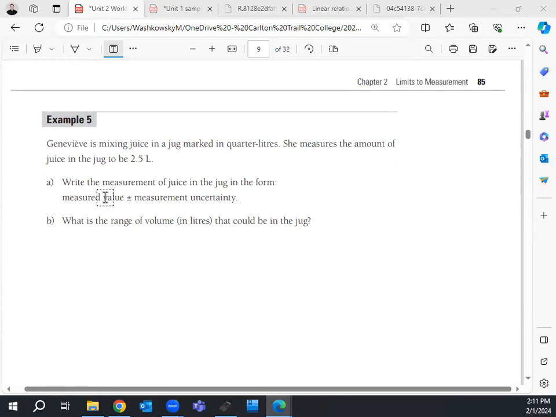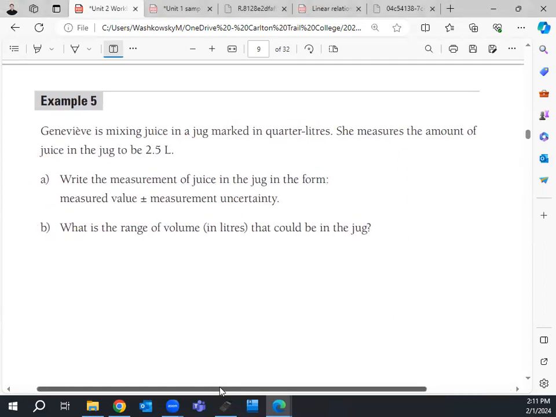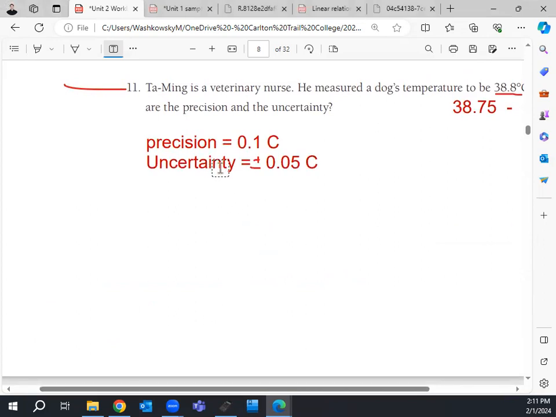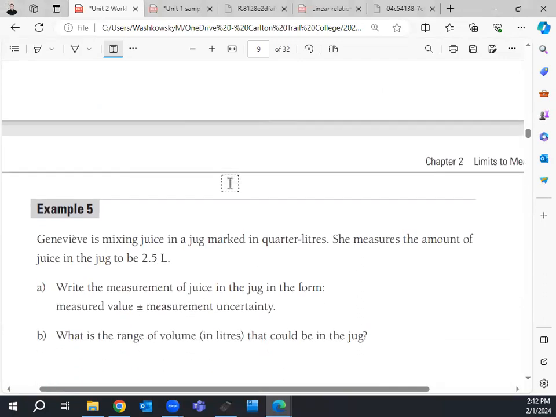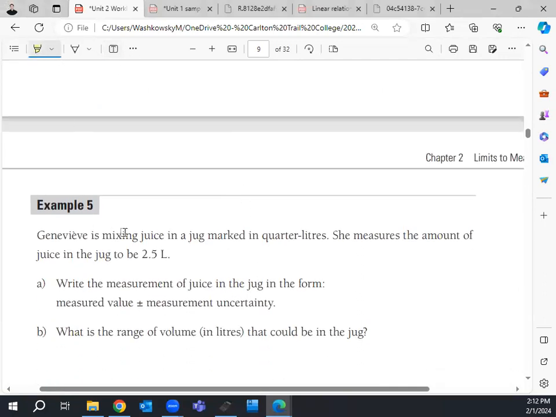This first one here. So we have a pretty good understanding of what precision and accuracy and uncertainty all this stuff is, right? So we can identify those things. Now we're going to be applying it to things. So basically, if we have someone who's mixing juice in a jug and it's in quarter liters, she measures the amount of the juice in the jug to be 2.5 liters. What we want to know is the measurement of the juice in this form. This is that thing that we boxed way up above. This is a standard way that we write stuff. And we're going to want to know the range of the volume in liters.